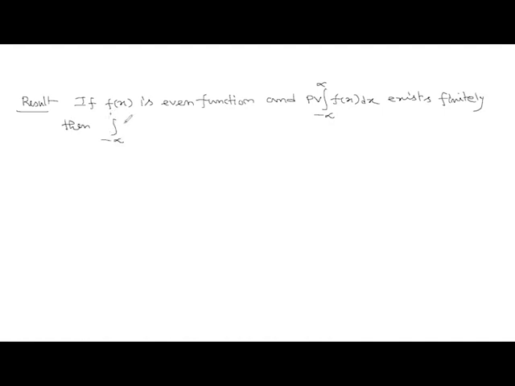Now here we have a result that says if f(x) is an even function and the Cauchy's principal value of this integral exists finitely, then the integral from minus infinity to plus infinity of f(x) dx converges, and the integral from minus infinity to plus infinity of f(x) dx is equal to the Cauchy's principal value of this integral.